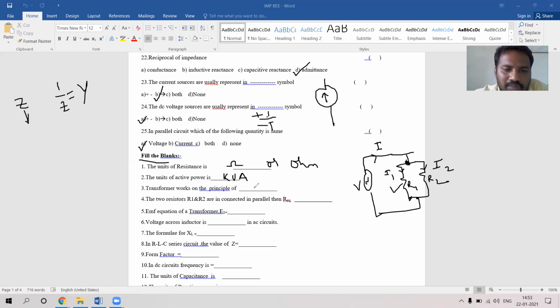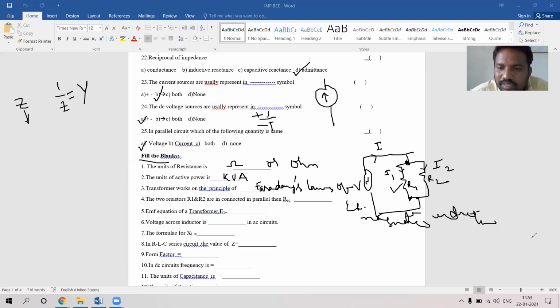Transformer works on the principle of mutual induction, or we can write it simply as Faraday's laws of electromagnetic induction. Electromagnetic induction or mutual induction. Simply, let me write first mutual induction.